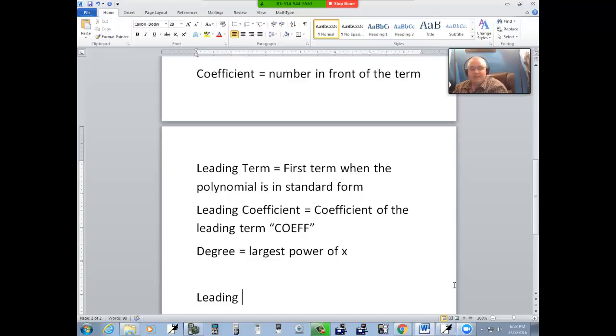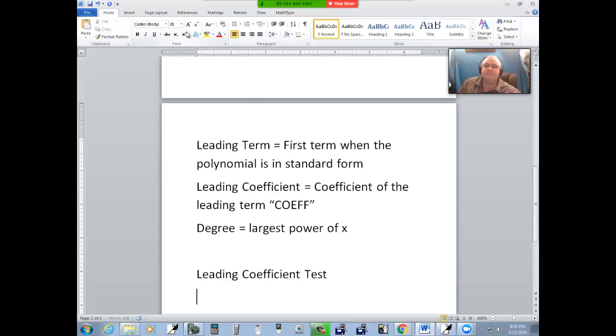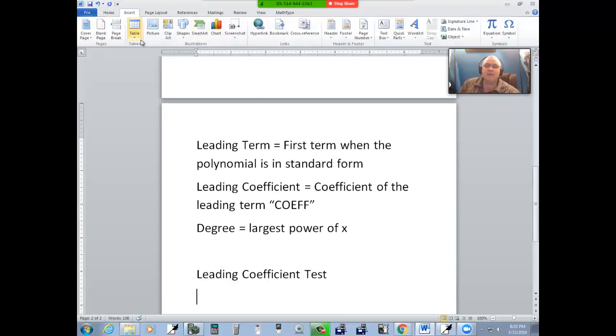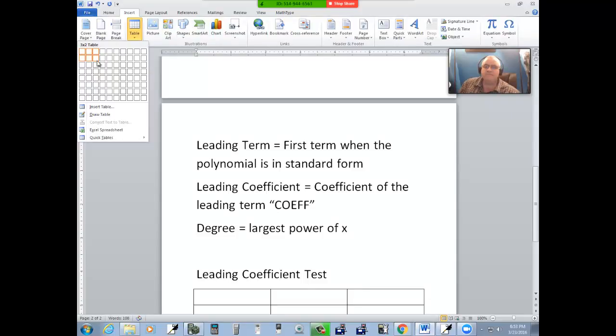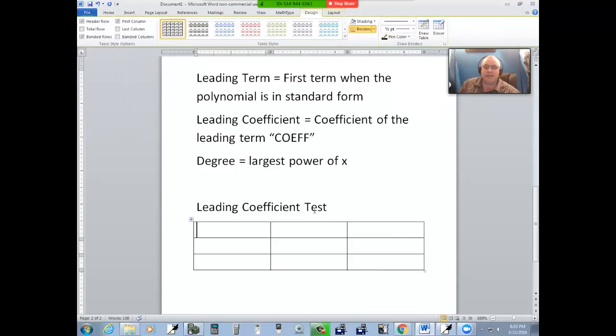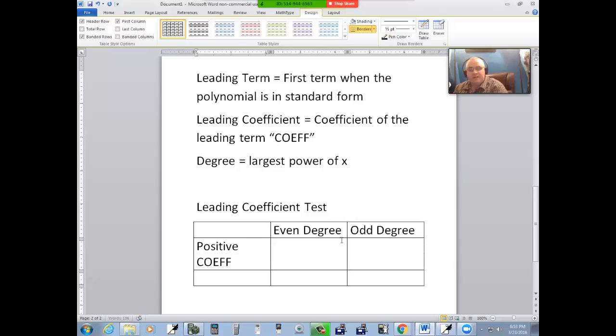Okay, the next topic is the leading coefficient test. Now we're talking about degree and coefficient. The leading coefficient test tells you what your polynomial graph is doing as it goes clear to the left and clear to the right. So it's your end behavior. Well, you can have an even degree, that's one possibility, or you can have an odd degree, that's another possibility. You can have a positive coefficient, or you can have a negative coefficient.